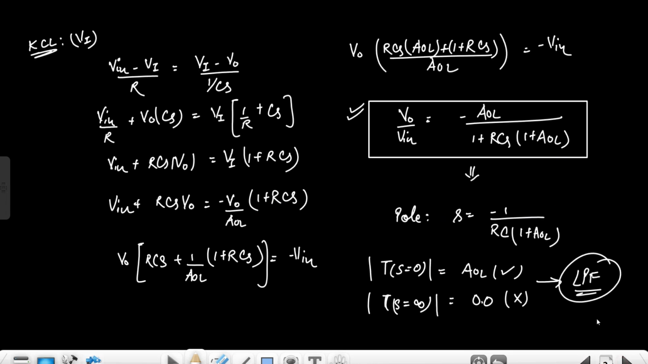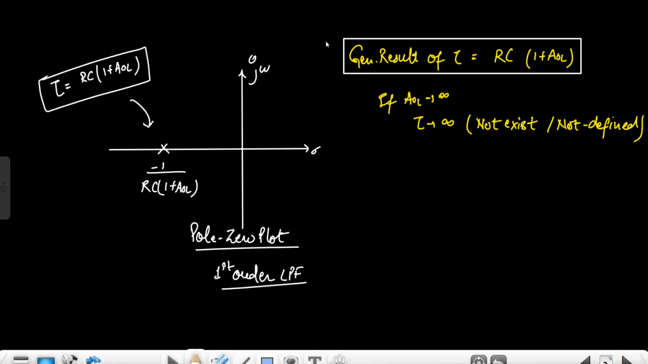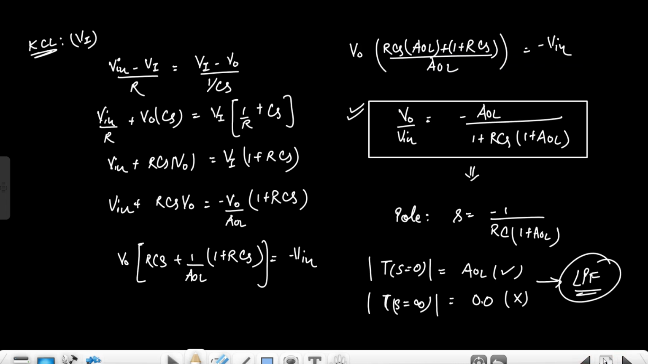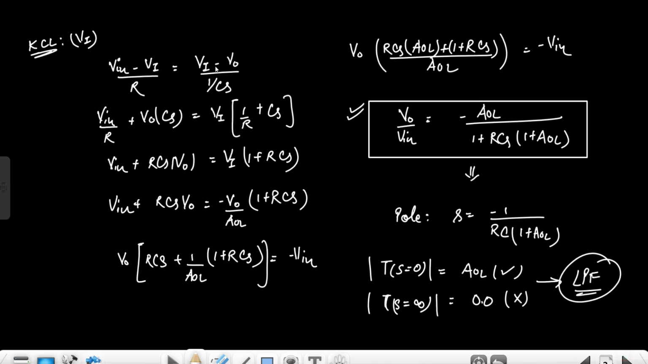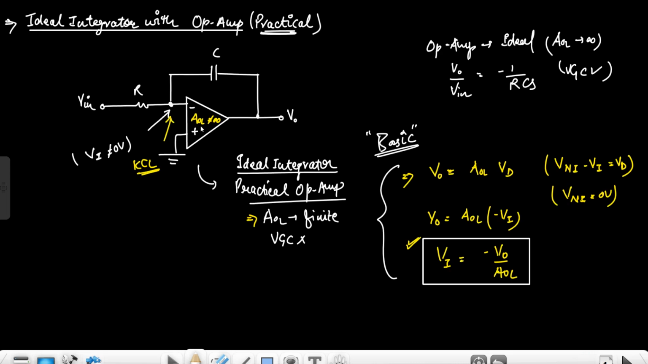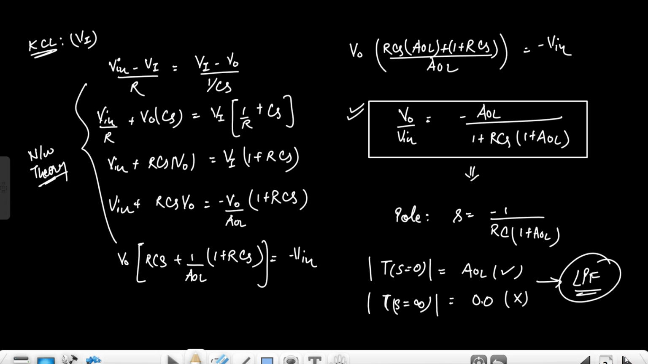This result and this time constant are not that important, but the basic style should be very clear, because this is the concept of analog. What we performed here is basically network theory, right? KCL and all, and just adjusting the terms, and we have got the transformation. So whenever AOL is finite, not equal to infinite, we have to just go with this basic form, that is V naught equals AOL into VD, and just substitute these values to find this transformation.